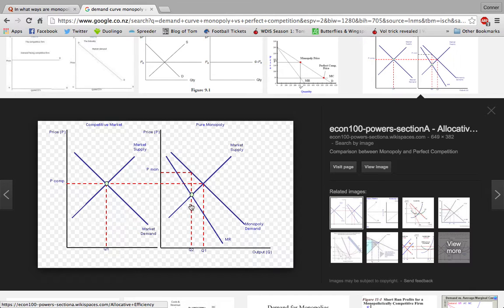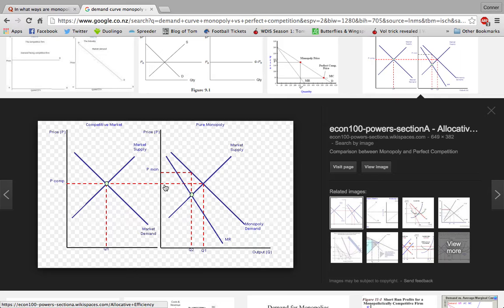Monopolies, on the other hand, produce at this level, right here. And so they produce at this price and this quantity, which is what? Less than perfect competition as far as quantity goes. So we have less products, and each of those products are a higher price. So this price to this price. Monopolies give us less of something, and it's more expensive.